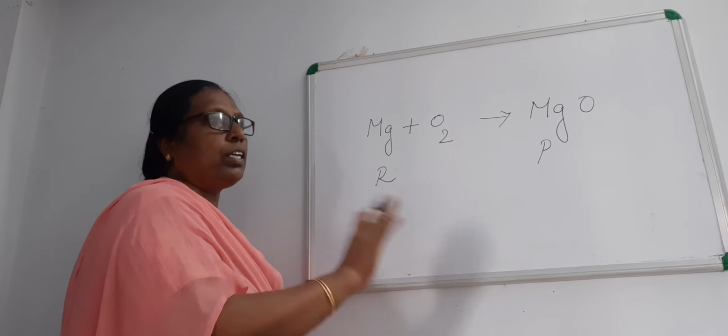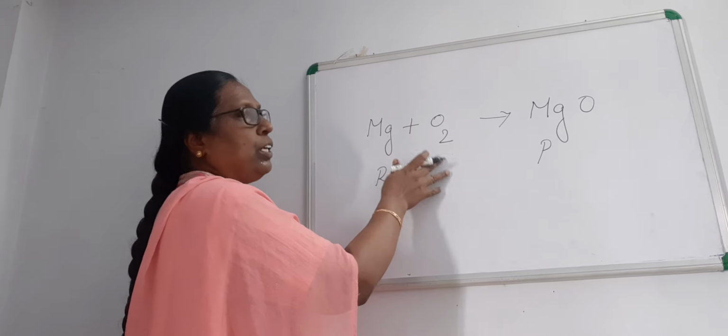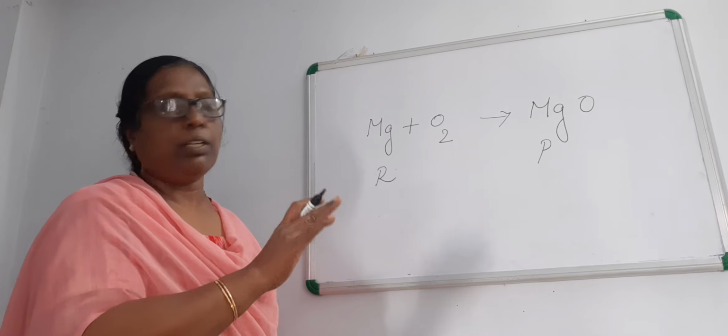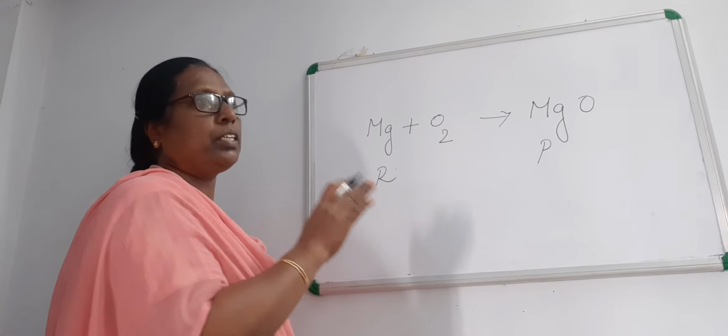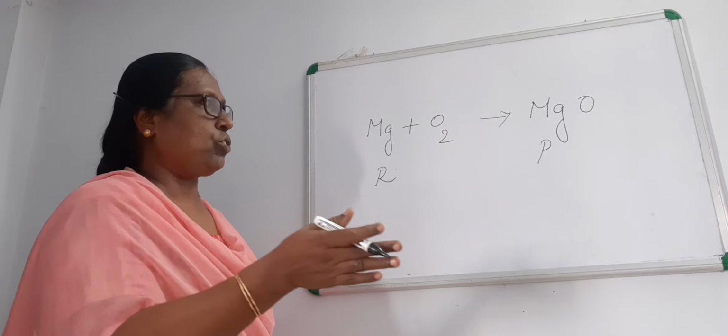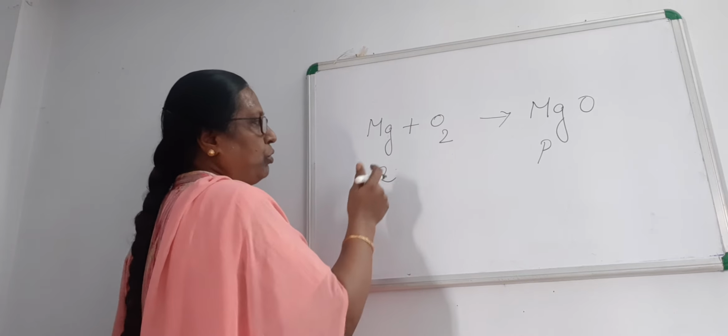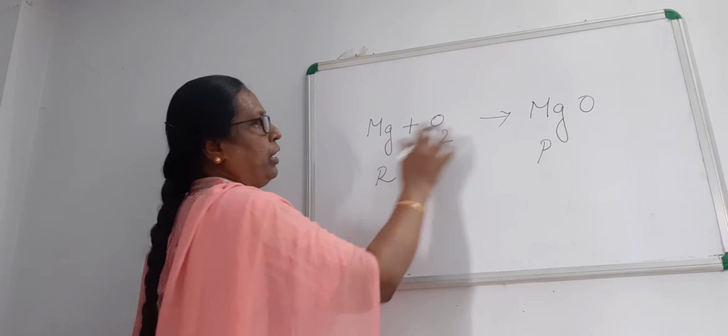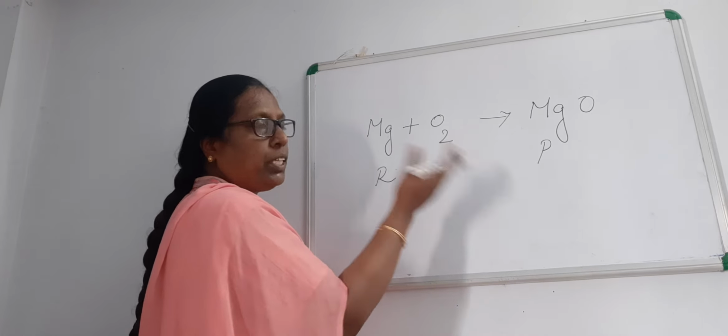So you cannot write any equation as unbalanced. Always you have to write an equation in the balanced manner, because you can neither create nor destroy anything. So what do you have to do? Here you have to balance it. What do you mean by balancing? The number of atoms on both sides should be equal.